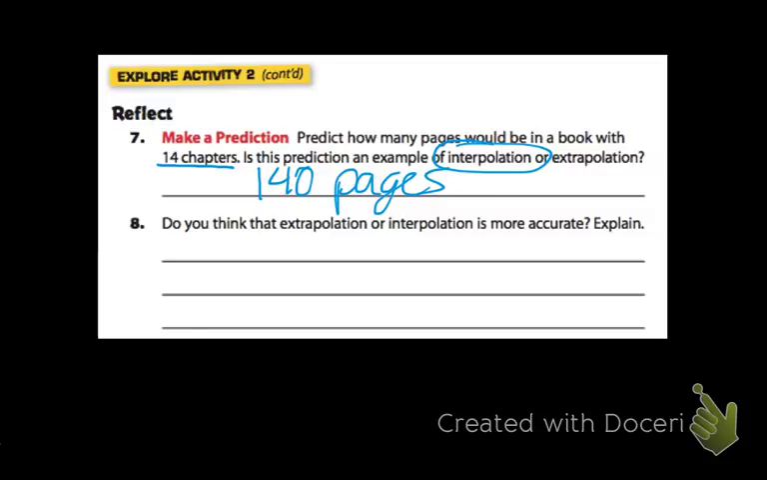Do you think that extrapolation or interpolation is more accurate? Interpolation is going to be more accurate because it is already within the graph. It fits in the data, and so there's no chance of an outlier or of the data changing when you already have that specific data point on your graph. Sometimes with extrapolation, we can try to make that prediction with a trend line, but it is an estimation. It is not always a guaranteed accurate prediction.